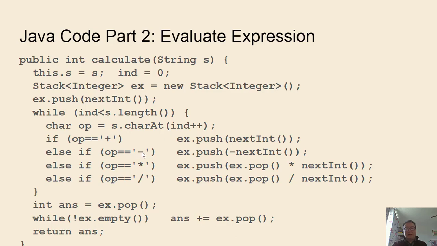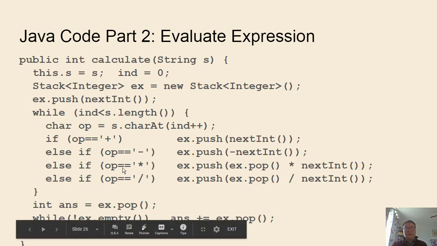If it's a minus, then I will read in the next number and then push the negation of that number onto the stack. If it's multiplication, then I know I can compute now, so I pop an integer from the stack and then multiply it by the next one coming up. Similarly, I do the same thing for division. And when I get out of this loop, that means I have processed everything in the string. So then the stack may contain multiple numbers that should be added together.